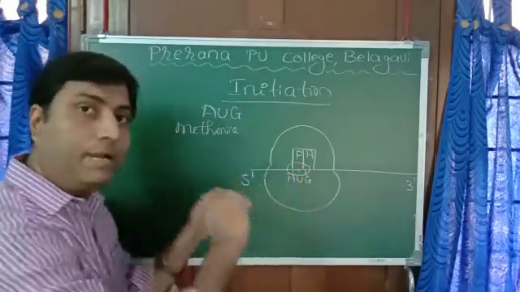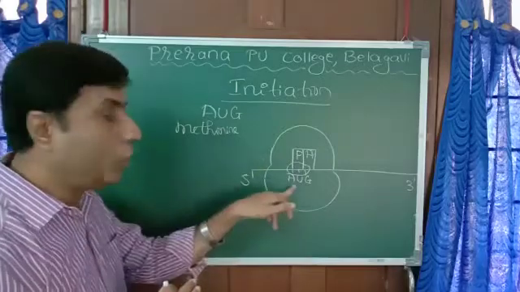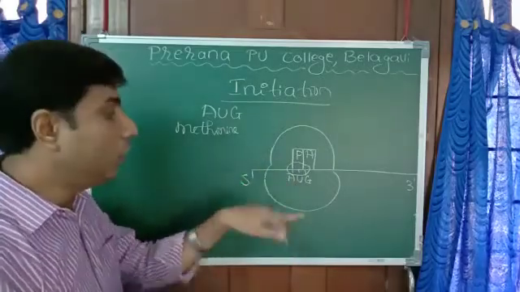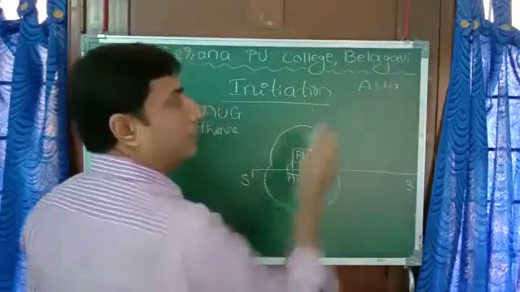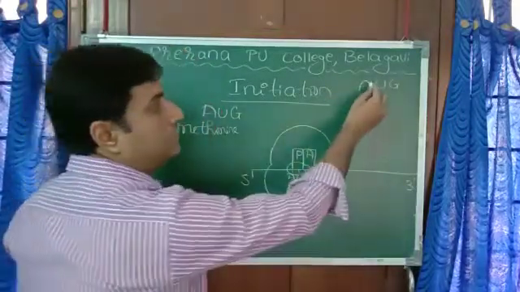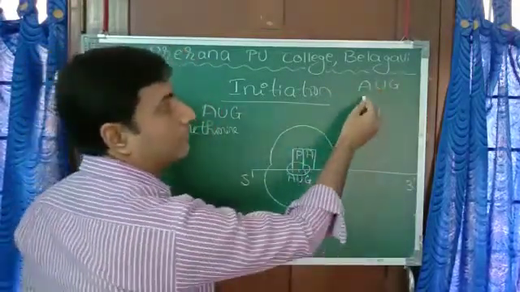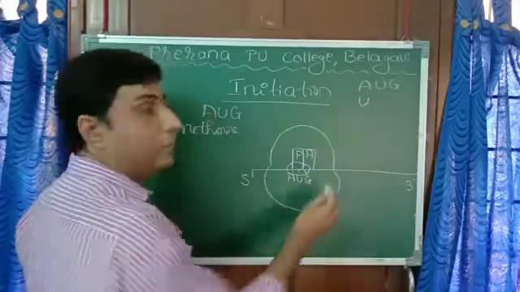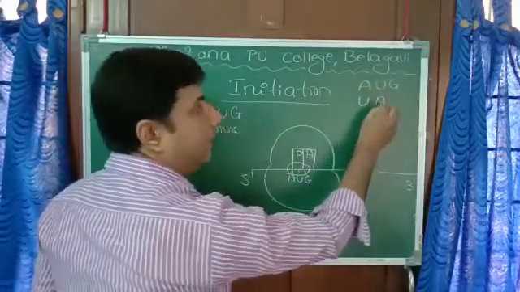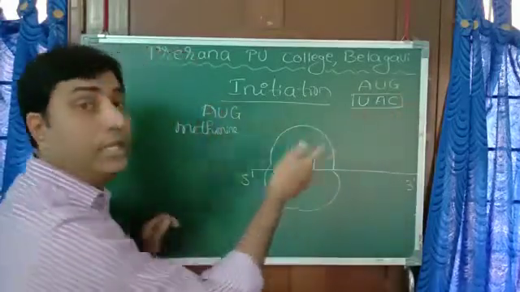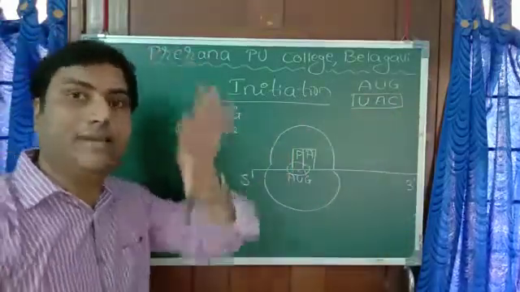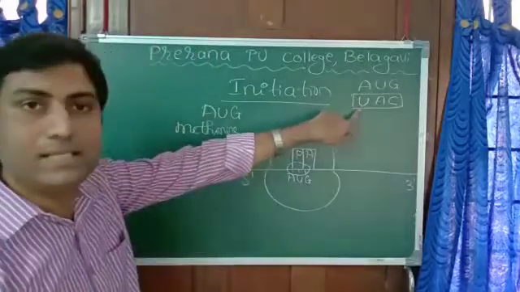What is the complementary base pair of AUG? This is the codon on mRNA. The anticodon will be, see, A always makes pair with U, U makes pair with A, and G makes pair with C. So the anticodon is UAC, which is present on the tRNA.